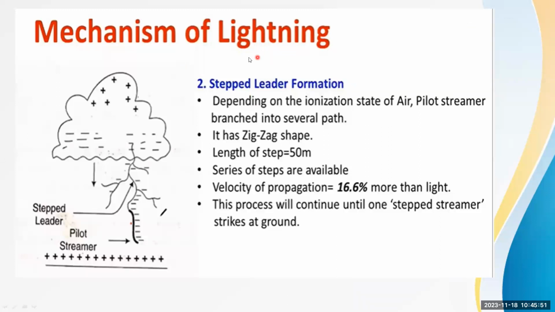In the step leader formation of the mechanism of lightning, different types of steps, like tree branches, form in the air because of the ionization of the air. If the air becomes more ionized, the streamer forms like steps. That's why it is called step leader. Depending upon the ionization state of air, the pilot streamer branches into several paths like tree branches, which is called a step leader.